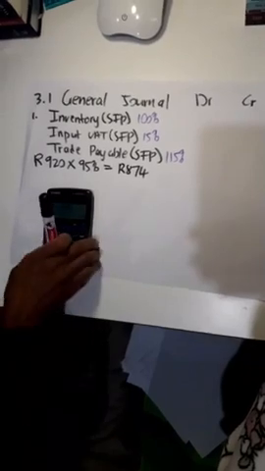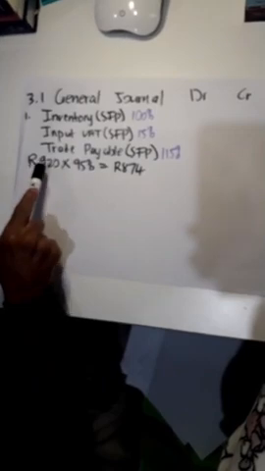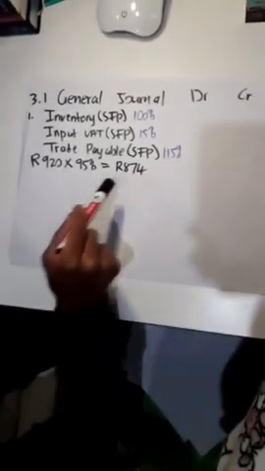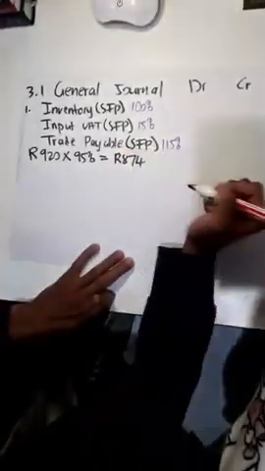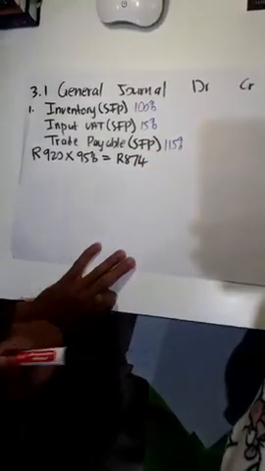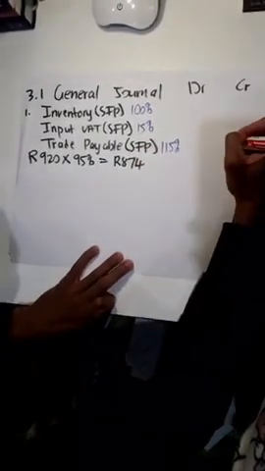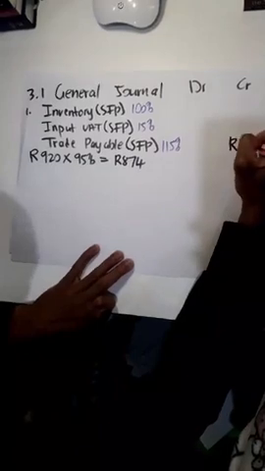Now remember, guys, this 920 is inclusive of VAT. So the answer that you are going to get is inclusive of VAT. Which account here is inclusive of VAT? Trade payable. Then which side do you take the amount on? Trade payable is a liability, and your liability increases on the credit side. So when I buy on credit, my liabilities are increasing, or my trade payable is increasing, right?